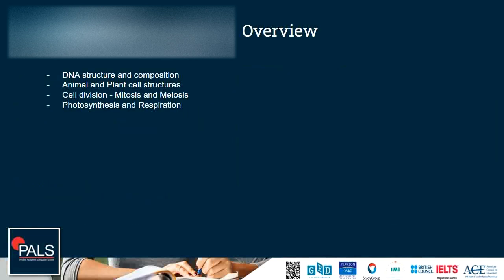Okay, so what we will talk about first of all in this short screencast is the DNA structure and composition, what DNA is and what it's made of, and what its structure is, and a little bit about its function as well. We will have a look at animal and plant cells and their structures and their similarities and differences. And we will look at two different types of cell division, mitosis and meiosis, what their similarities and differences are. And we will look at photosynthesis and cellular respiration.